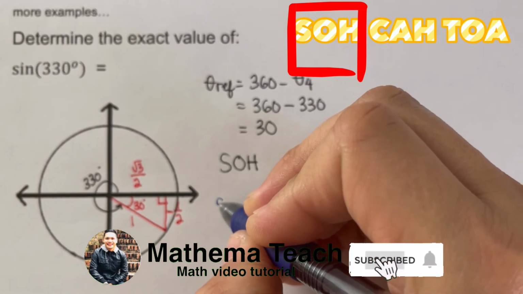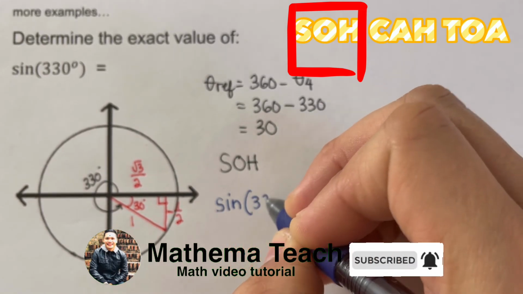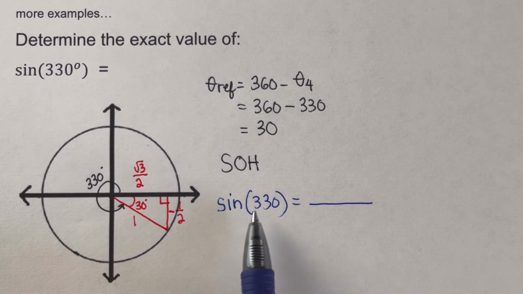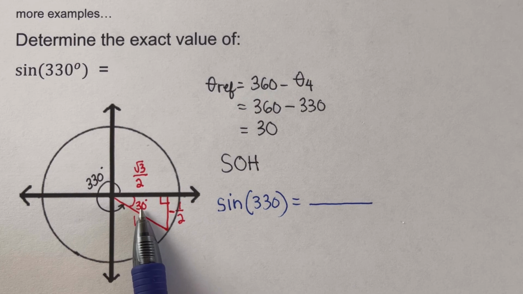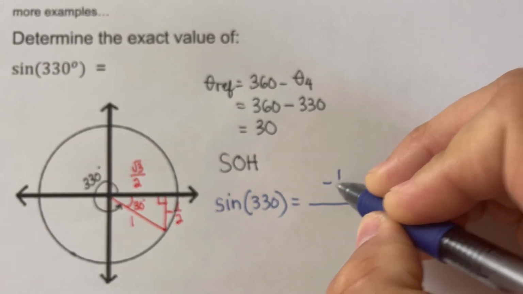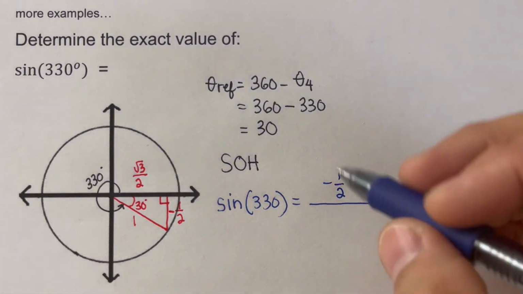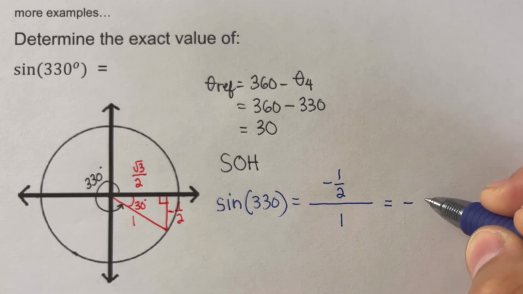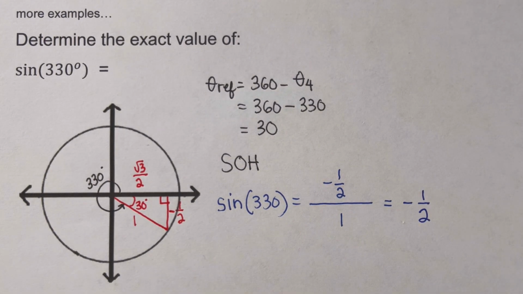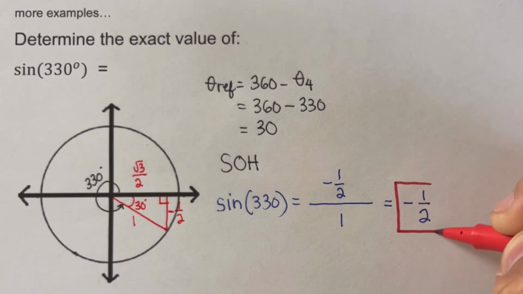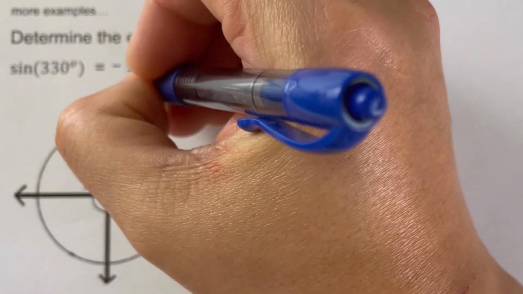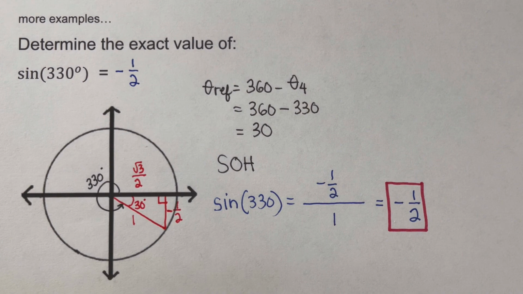So we can go ahead and write sine 330 is equal to the opposite of 30, the one that we're looking for, the reference angle. The opposite of 30 is negative 1/2, while the hypotenuse is 1. So negative 1/2 divided by 1 is negative 1/2. So this is the exact value for sine 330. So I'm just going to write that up here, negative 1/2. Did you get the same answer as this?